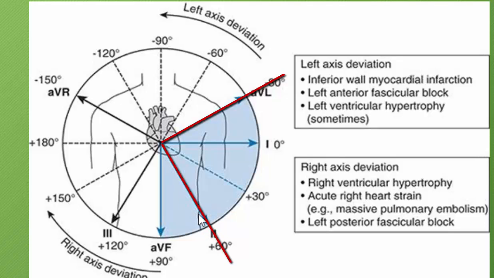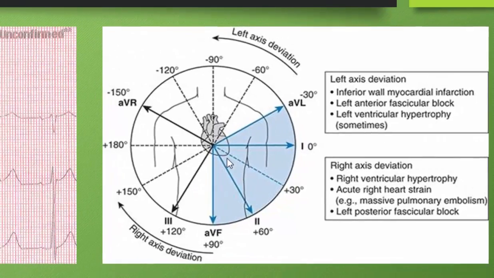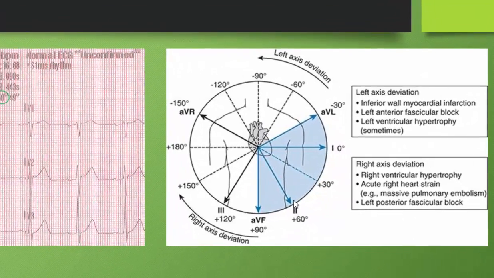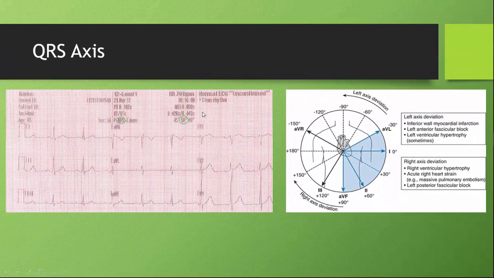There's ways to fine tune it, but I don't want to get into that right now. So it gets you pretty close. You think this lead 2 right here is 90 degrees from it, so you would say this is about 60 degrees cardiac axis deviation without having to print out.